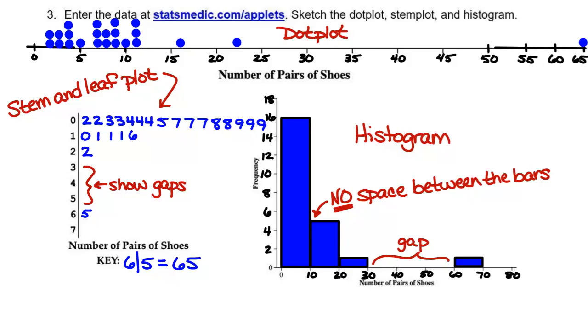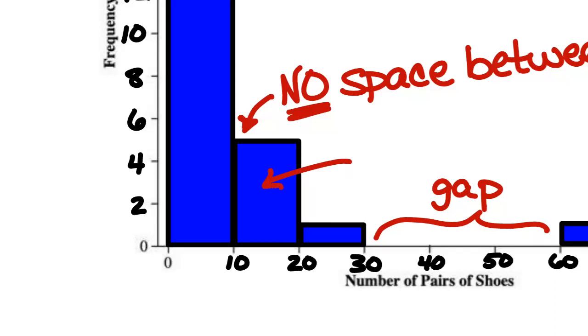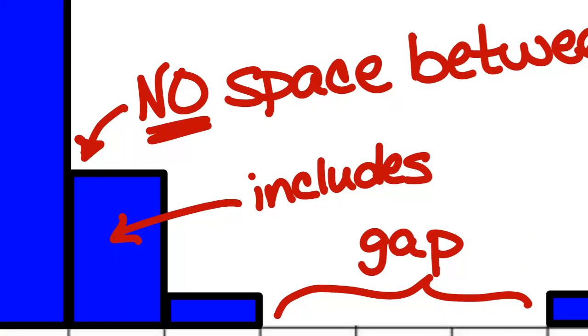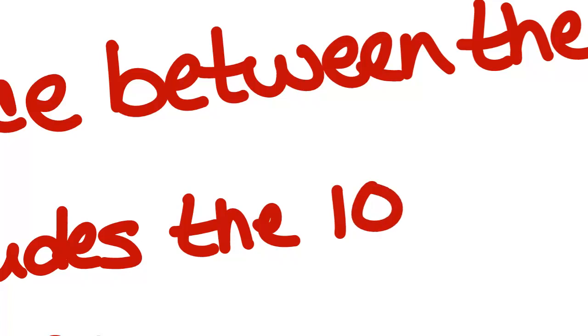Standard practice in statistics is that if you have a value falling right on the dividing line for a histogram, you put it in the next larger bucket. You put it with the larger numbers. So this right here includes the 10.